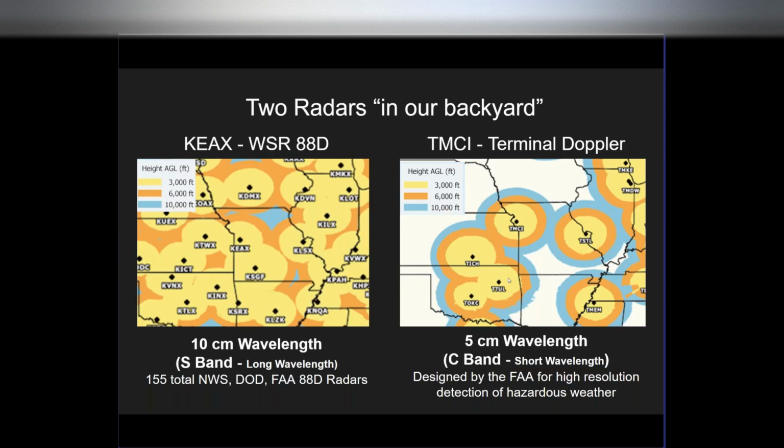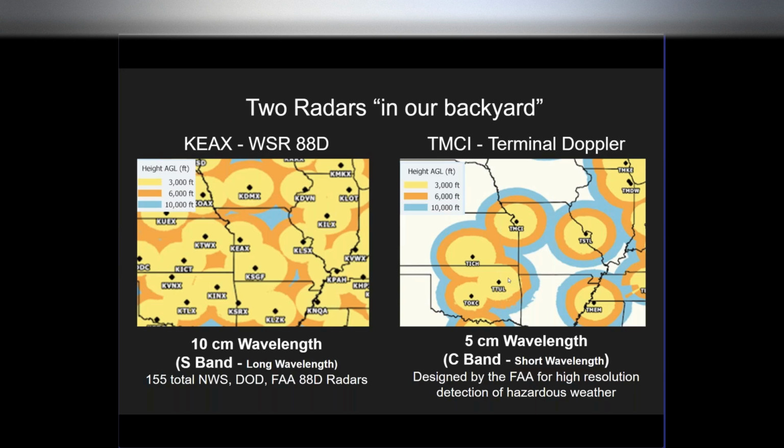Our radar here at the office, the 88D, is a 10 centimeter wavelength S-band, which means it's a long wavelength radar. There are 155 total NWS radars, along with the DoD and FAA. We share responsibility of control of the DoD radars, but they have maintenance responsibilities. A lot of those are related to the Air Force bases. The reason our radar is where it is in Pleasant Hill is because of where Whiteman Air Force Base is and Kansas City proper. We're right in between the biggest population center and the Air Force Base for proper coverage for them.